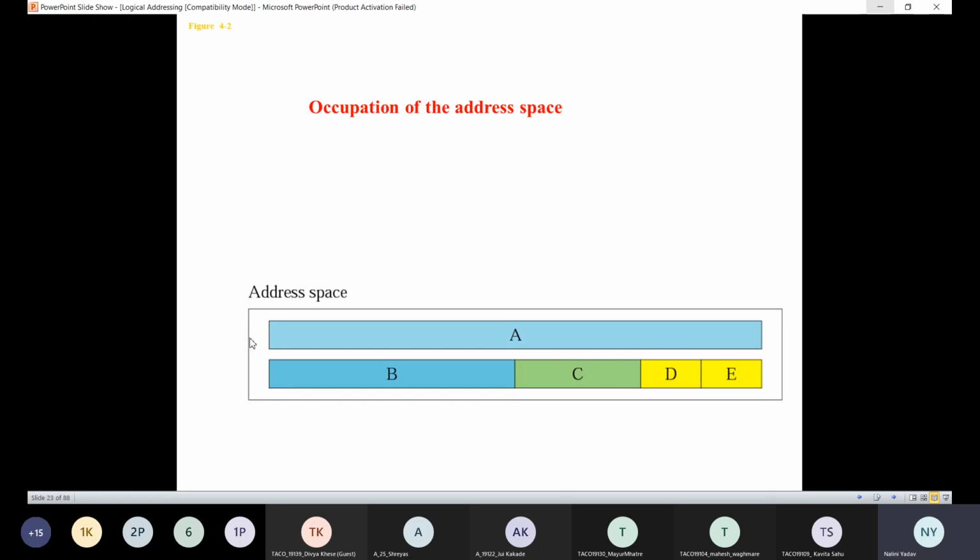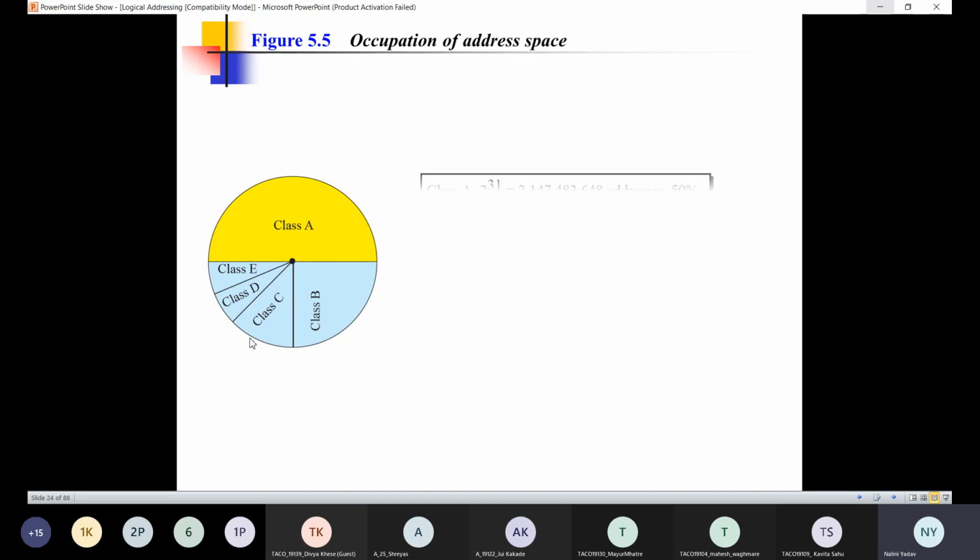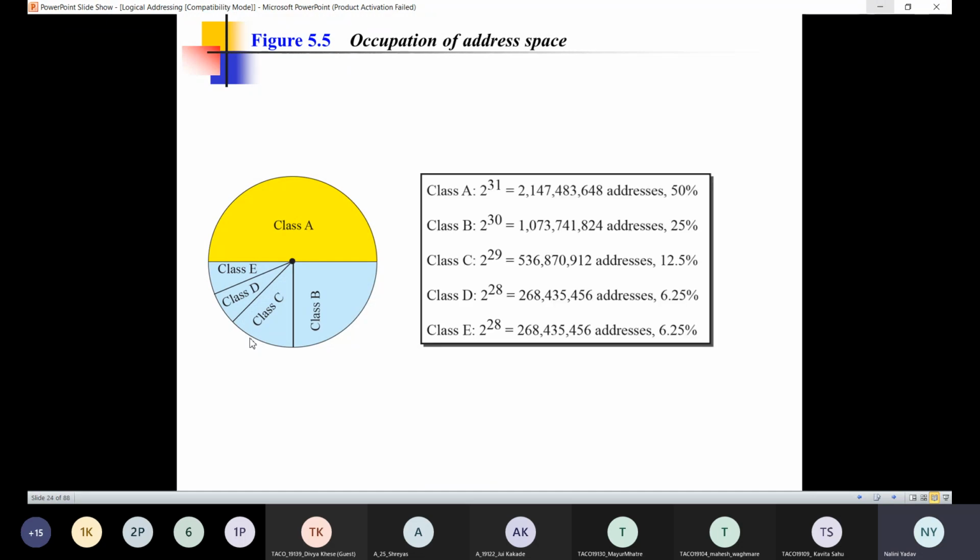Correct. So out of this 2 raised to 32 address space, my class A occupies 50% of the address space. Fine. Class B occupies 25%, class C 12.5%, and D and E will be occupying the remaining. Correct. So like this, you can see how these classes are getting occupied. Why so? Because in class A only the first bit is fixed, right? The zero bit is fixed, the first bit of the first byte. Remaining all 31 bits are variable bits. Correct. So my class A occupies 2 raised to 31 space, which is 50%.